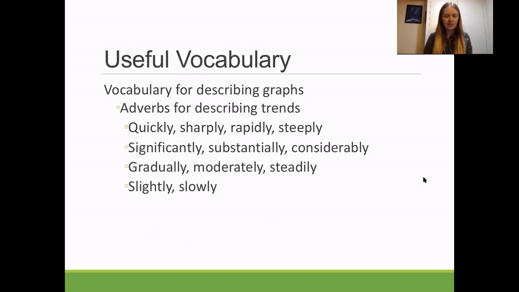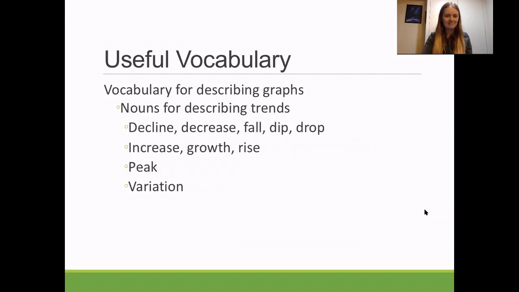Some more adverbs: quickly, sharply, rapidly. I think we covered some of these. Significantly, substantially, considerably is a lot, or gradually, moderately, are slower. Steadily is another word we could use, slightly and slowly. So these are some words that come in handy. So nouns: a decline, a decrease, a fall, a dip, a drop, an increase, a growth, a rise, a peak, the highest point, or a variation. A lot of these words you can use as a noun or as a verb. It can be used in a variety of ways.